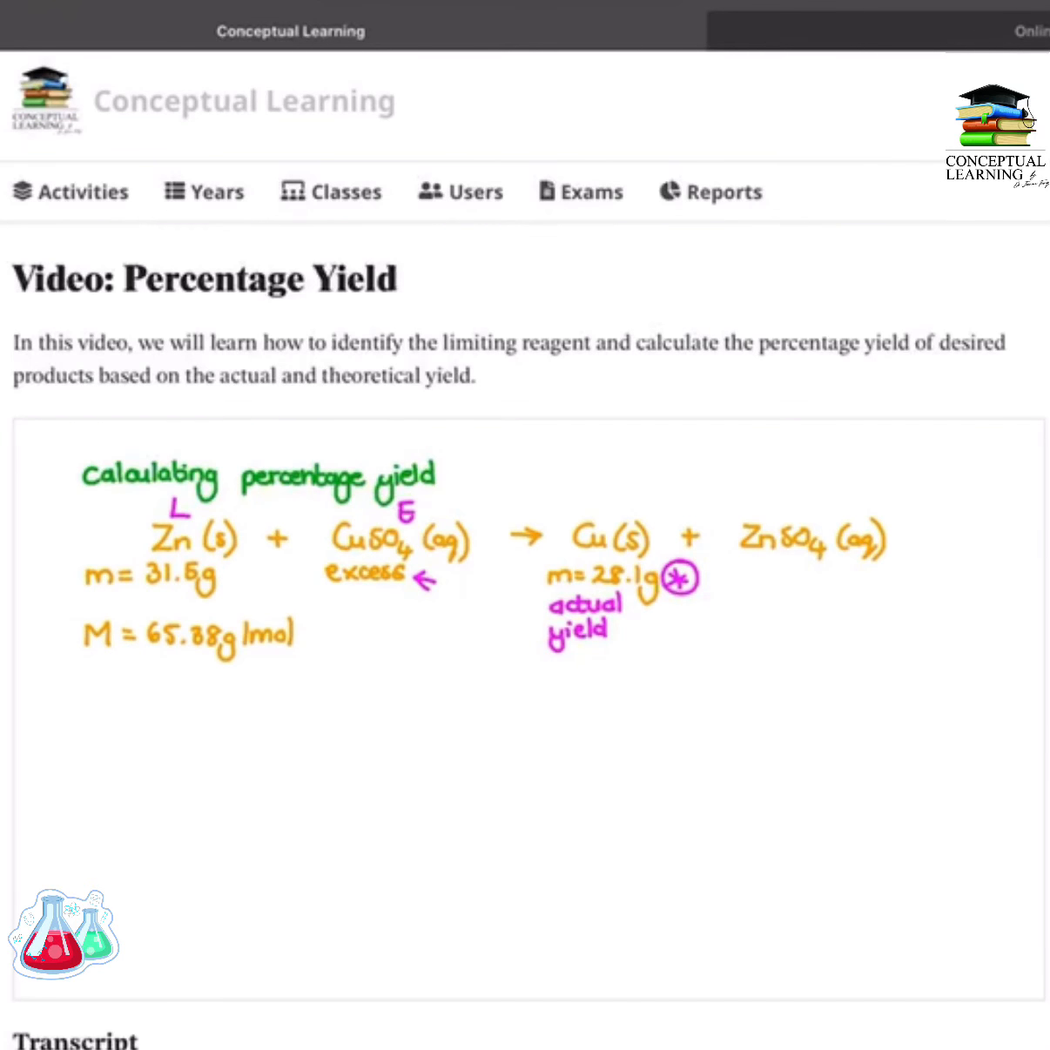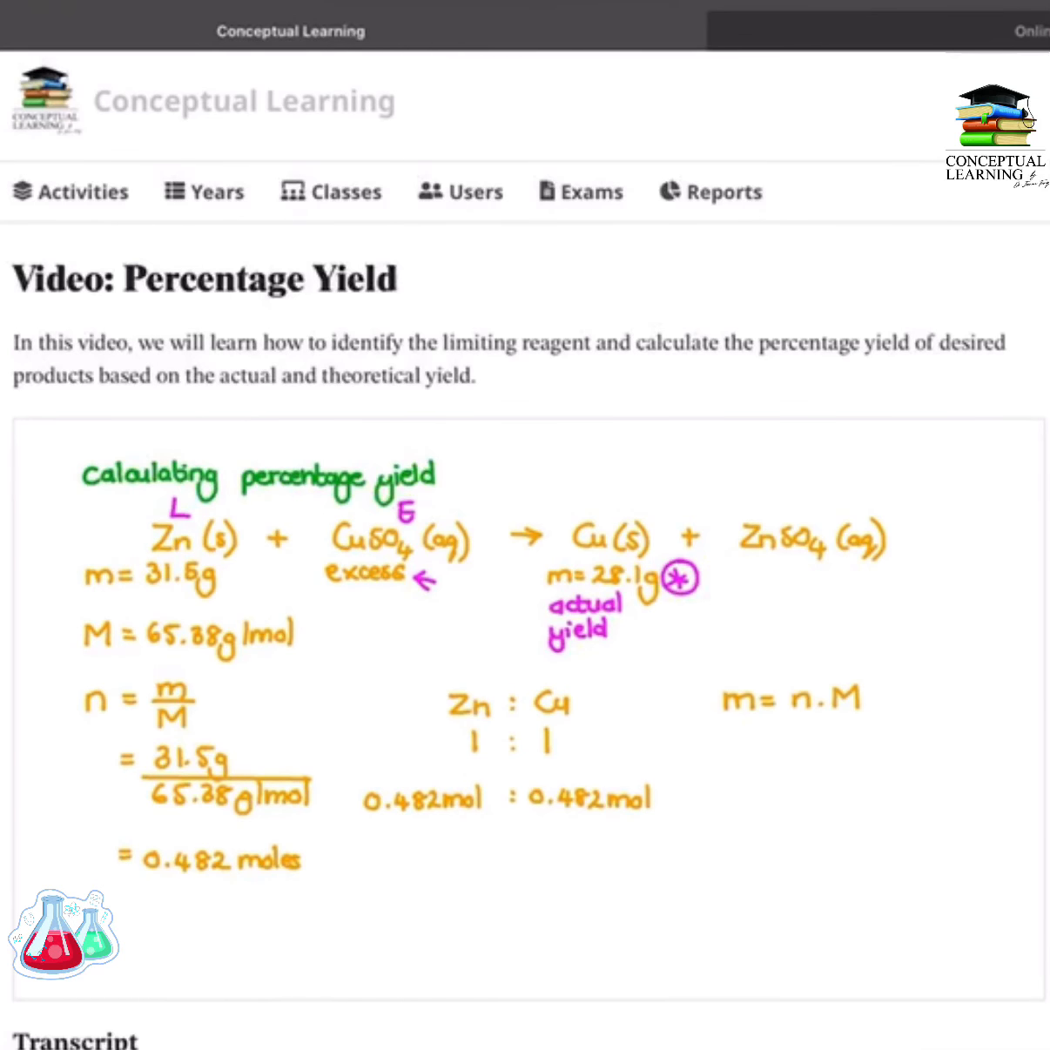So if we take the molar mass of zinc from the periodic table, 65.38 grams per mole, we can determine its number of moles. Putting in our mass and molar mass values, which gives us 0.482 moles of zinc. We know that zinc produces copper in a ratio 1:1 moles from the balanced equation. So 0.482 moles of zinc would produce 0.482 moles of copper product.